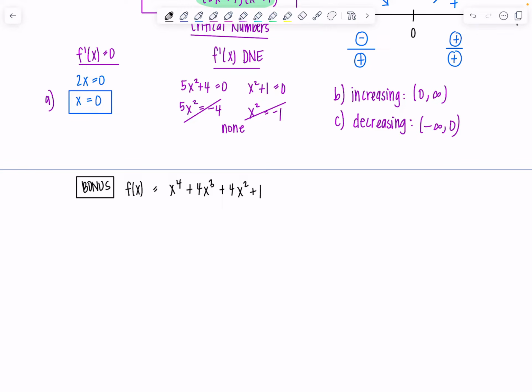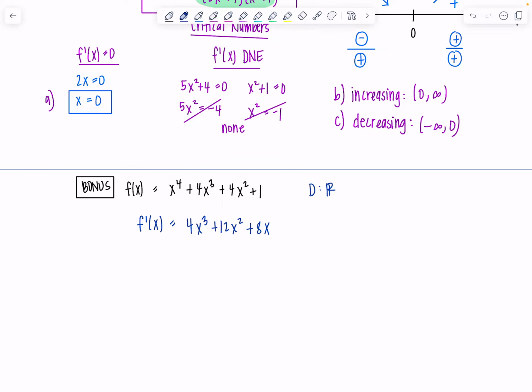Okay, so here's the function, same directions. Find the critical numbers, find where it's increasing and decreasing. I think you should pause the video, give it a try on your own, and then check back in right now. Okay, did you list the domain first? Very good, it's all real numbers, that's nice. Now the derivative, f prime of x, it's gonna be 4x cubed plus 12x squared plus 8x plus 0.